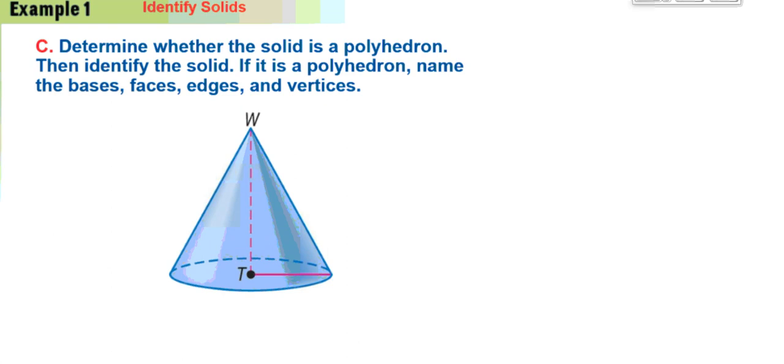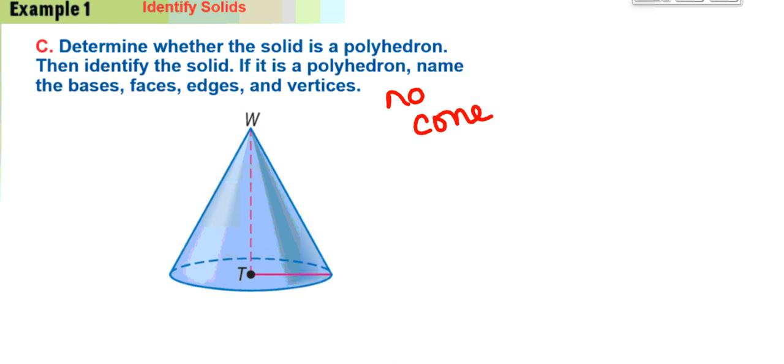The next one, is this a polyhedron? Yes or no? Look again at your little handouts. It does not have all flat surfaces. And what's it called? It still has a name. Yes, it is called a cone. So no, it is not a polyhedron, but it is called a cone.